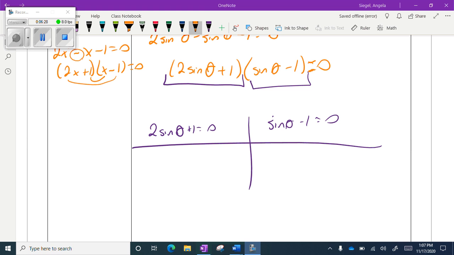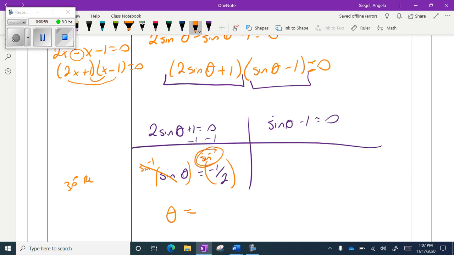So again, I'm going to go through the algebra. So I'm going to subtract 1 and divide by 2. So I get the sine of theta equals negative 1/2. And so again, I want to get theta by itself. So I'm going to do sine inverse. And I get theta equals, now, so I want the sine inverse. I'm looking for the angle measure that will give me 1/2. So that's going to be a 30-degree reference angle.